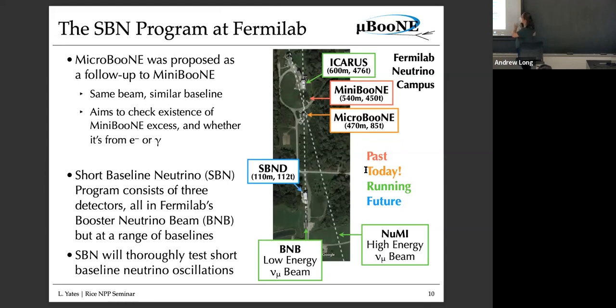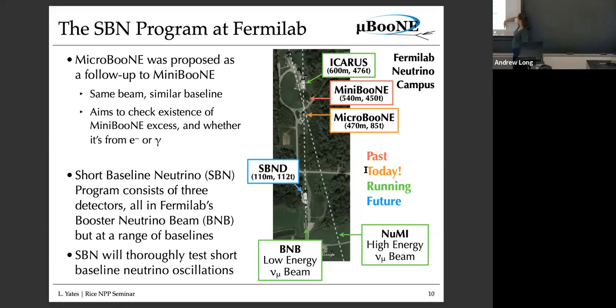And so MicroBooNE was proposed as a follow-up to MiniBooNE, and as a first step in understanding the MiniBooNE anomaly, is aiming to check the existence of the excess and to try and determine whether it's from real electrons from electron neutrino interactions or whether it's actually photons from something else. And then MicroBooNE itself is actually the first phase of this three detector SBN program, consisting of SBND down here, relatively close to the beam, MicroBooNE, and then Icarus is a far detector, or a second far detector, I guess. So quick shout out. I'm now working on SBND. That's under construction. We're working on building it. It's pretty cool. Icarus is running, and yeah, MicroBooNE's what I'm talking about today.